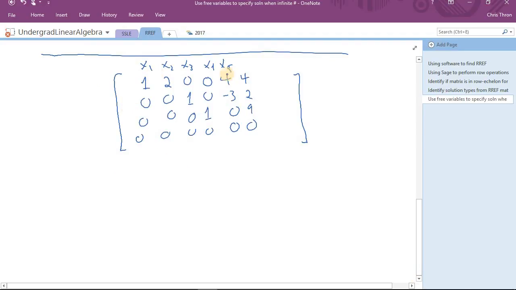All right, this first equation is going to give me x1 plus 2x2 plus 4x5 is equal to 4. Now we know that we want to rewrite that as x1 equals 4 minus 2x2 minus 4x5.